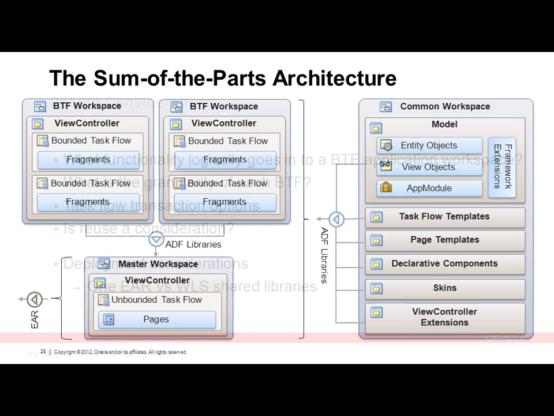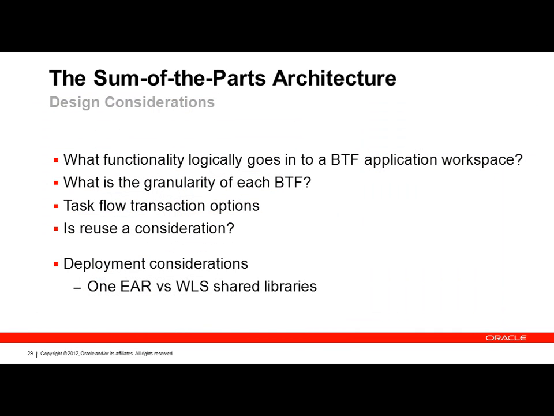So what are some of the design considerations of this particular architectural pattern? Well, questionably, what logical functionality goes into each bounded task flow application workspace? I mean, you can have one to many of those. So in one bounded task flow workspace, do you put all the bounded task flows for HR and another one all the bounded task flows for procurement and another one for financials? Or do you have some sort of other logical divide about what bounded task flows go into each bounded task flow application workspace? It's up to you. You've got to decide. The question of the granularity of each BTF is still there. We haven't left that question. We haven't solved that issue. That's, again, up to you.